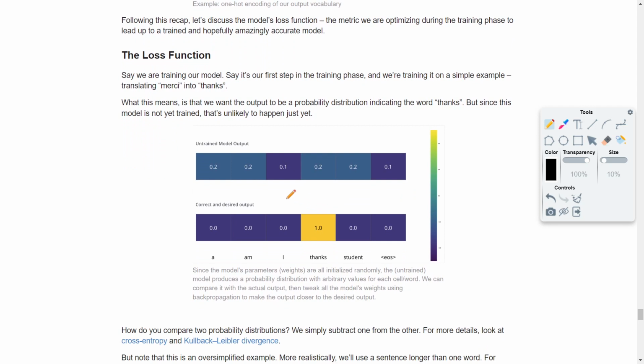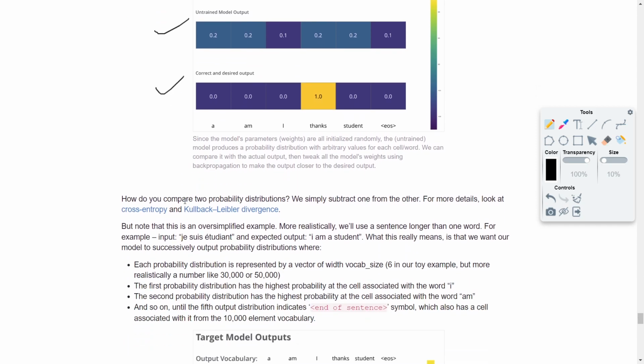So the untrained model that we had might have this particular output. However, the correct and desired output was this. And how do we compare these two? He told us that we can maybe simply subtract one from another, or we can use cross entropy, Kullback-Leibler divergence, and others.